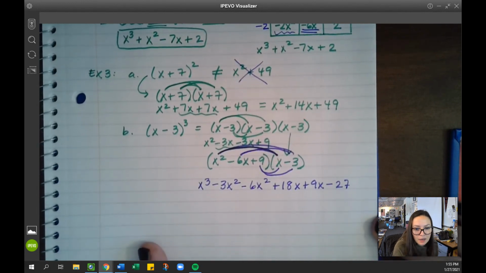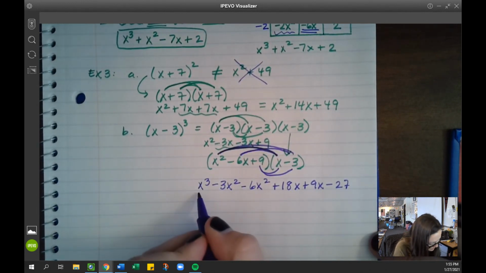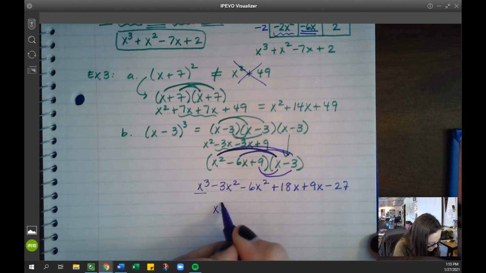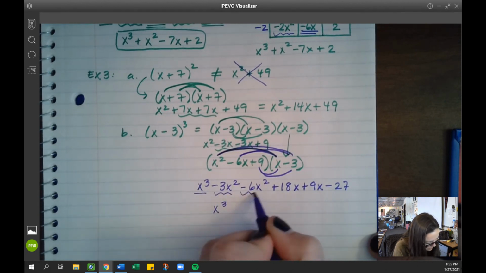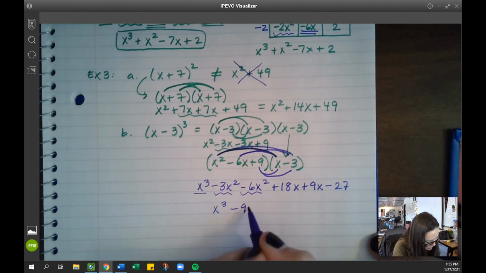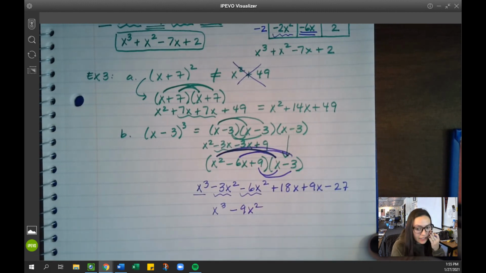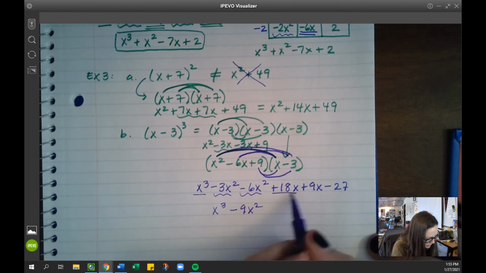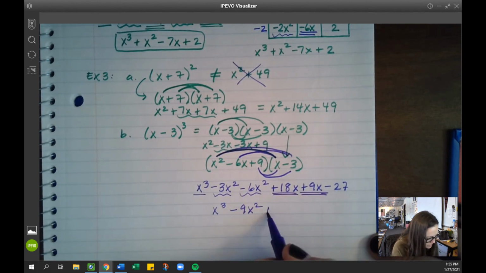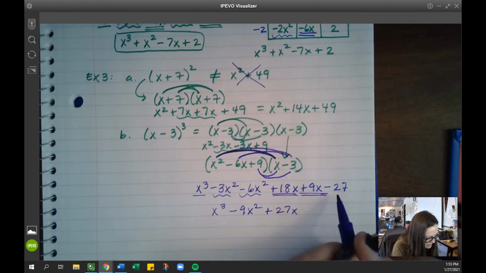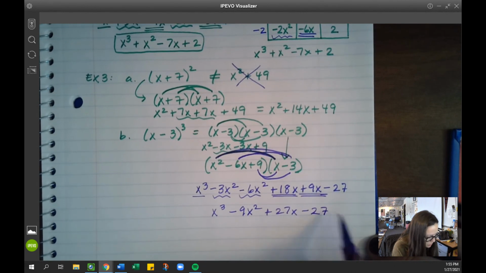Now I can combine like terms. Nothing to go with x cubed. I have 2 x squared terms right there, which give me negative 9x squared. I have these x terms, which are 27x, and then minus 27.